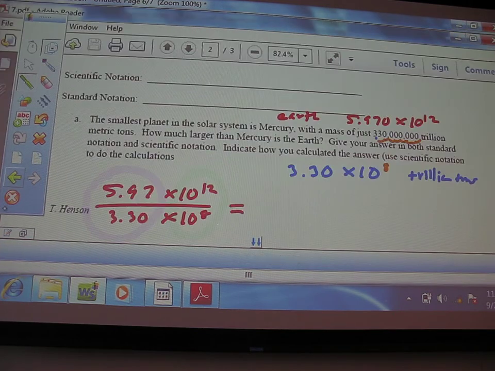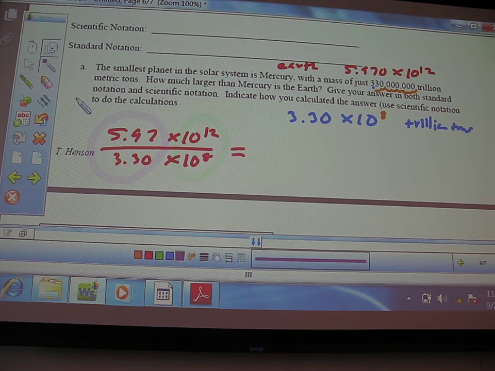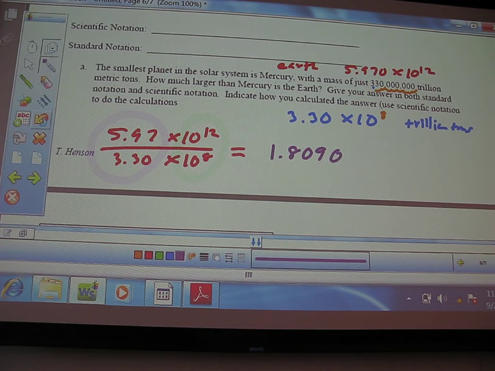Okay, good. So let's get back to the answer. Did everyone do this first part? Yes. What did you guys get? 1.809. Okay, great. The next digit is 0, so I would round this off to just 1.809. Is everyone kind of with me on that part? Okay.